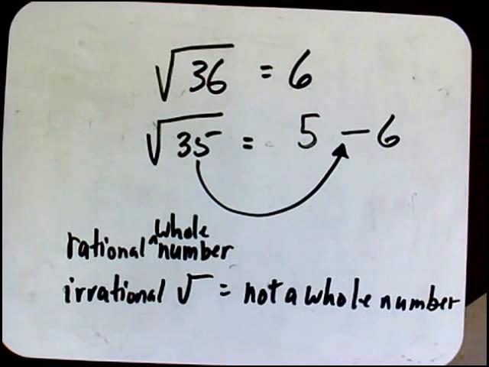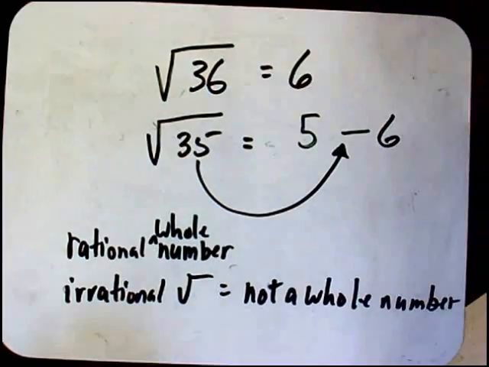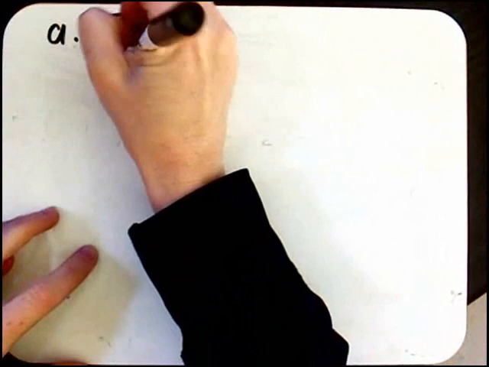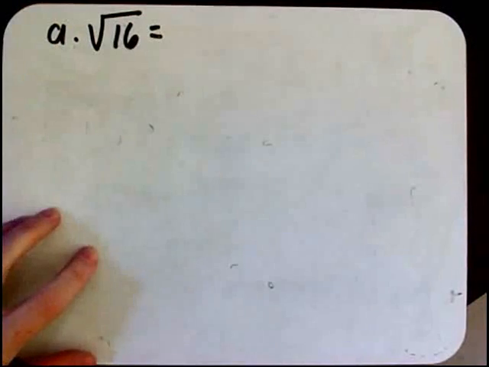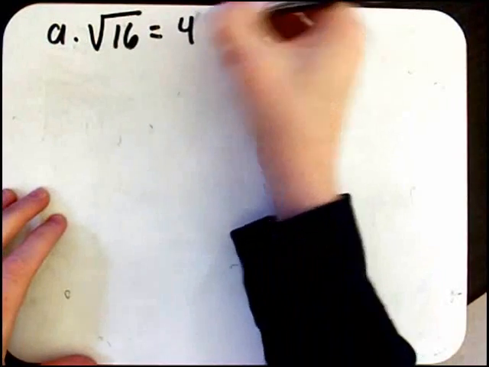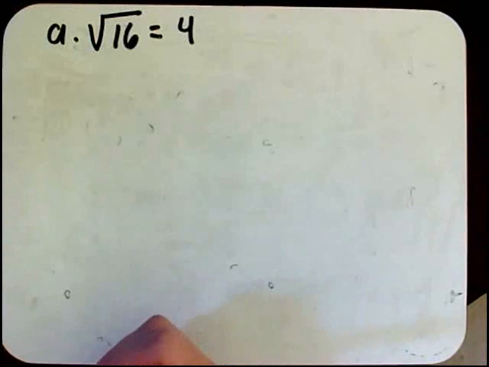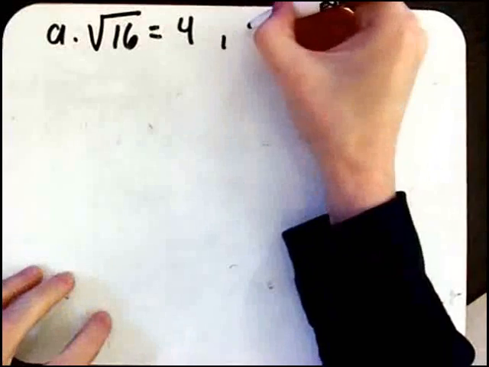Now let's look at example 1. Example 1, classifying numbers. Part A says to name the sets of numbers to which each number belongs. Square root of 16. What is the square root of 16? Square root of 16 is 4. Let's look at our Venn diagram. The very center is the natural numbers: 1, 2, 3, 4, 5, and so on. Yes, 4 falls in there, so we can say it's a natural number.